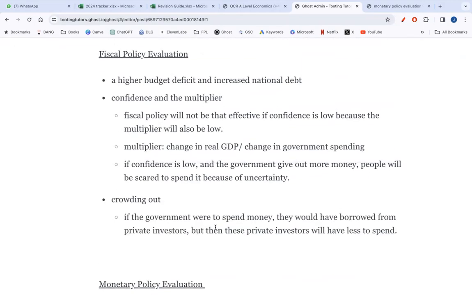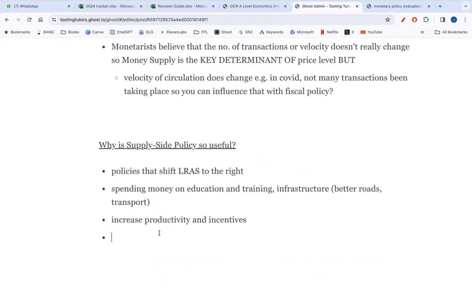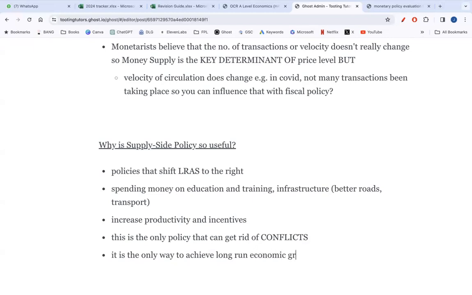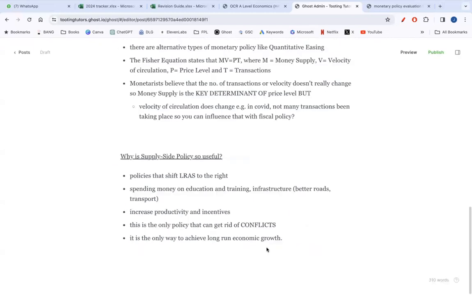So demand side policies are both of these. This is the only policy that can get rid of conflicts. It's the only way to achieve long run economic growth.